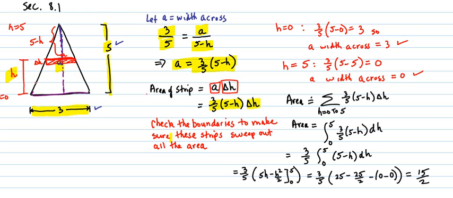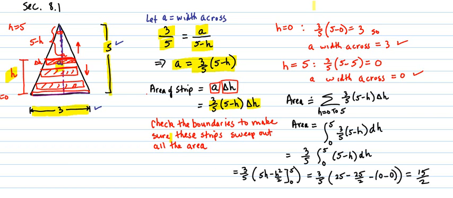So these representative rectangles are going to be moving from places like this up to places like this, and then finally at the very top up there, and of course at the bottom. So move those rectangles in your mind up and down so they sweep out the entire area of the triangle. Then check the boundaries to make sure that you're really sweeping out all the area as you take your h's from 0 to 5.